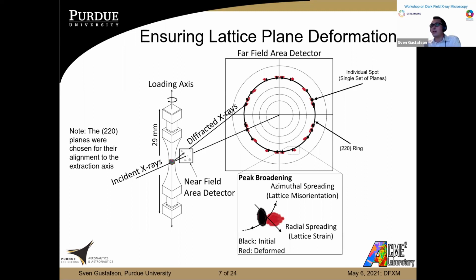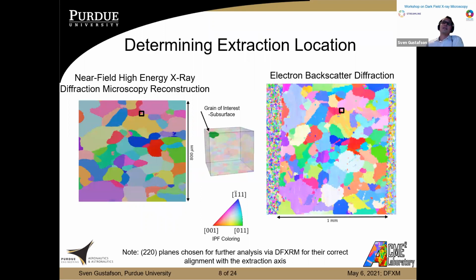So once we chose our grains, we now needed to find them and to allow for surface access. The grain of interest that we're going to be following today was subsurface, so we couldn't see it directly on an EBSD map, but we were able to find the location. So we conducted EBSD on the surface, and we compared it to our near field reconstruction. And with that, we were able to get that spatial match.